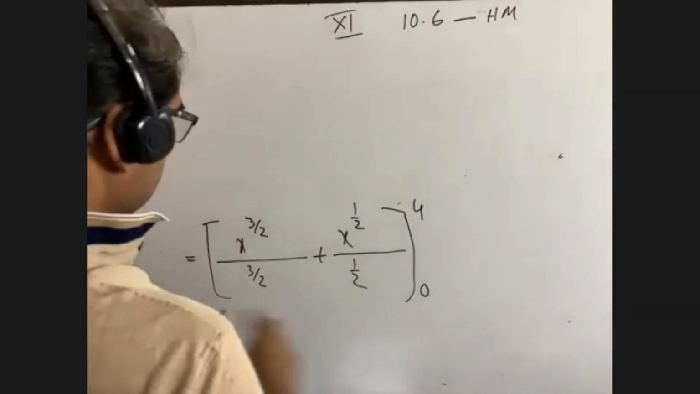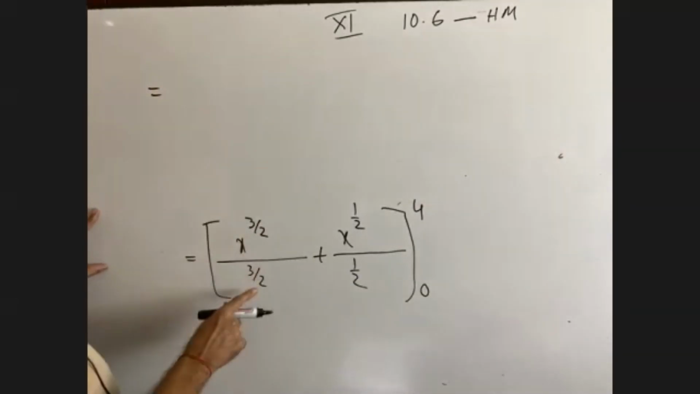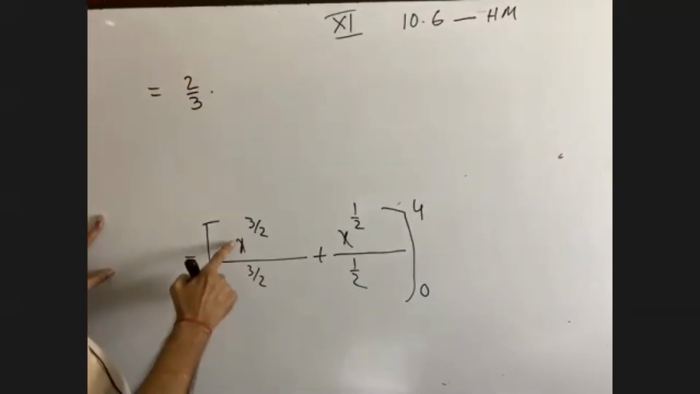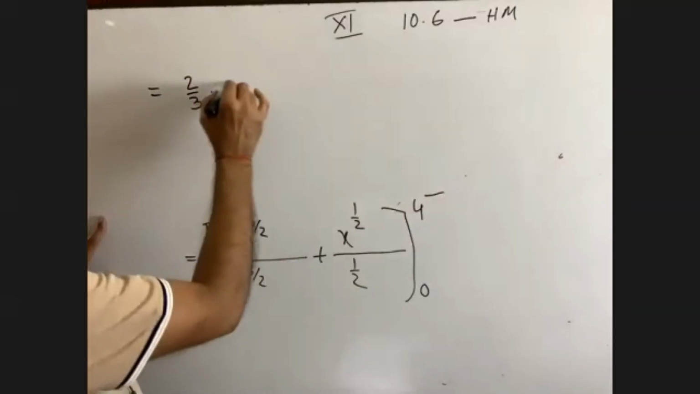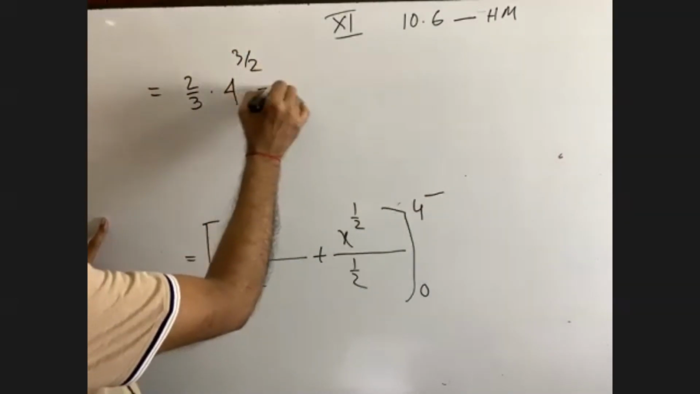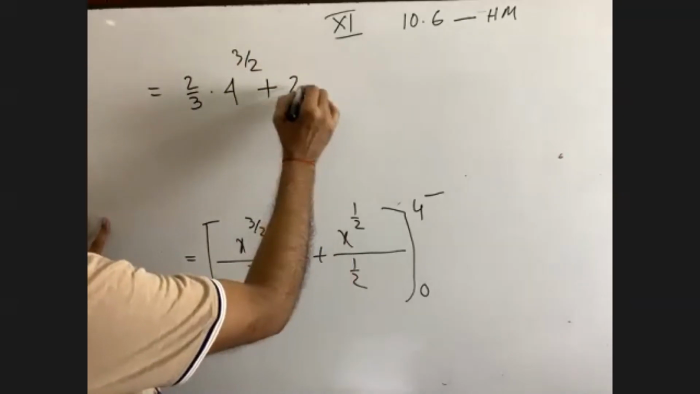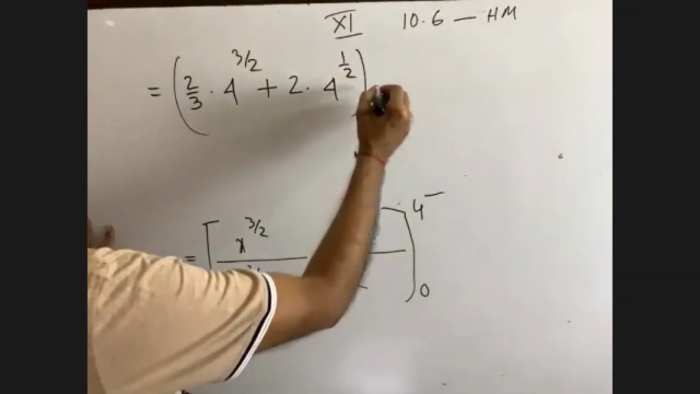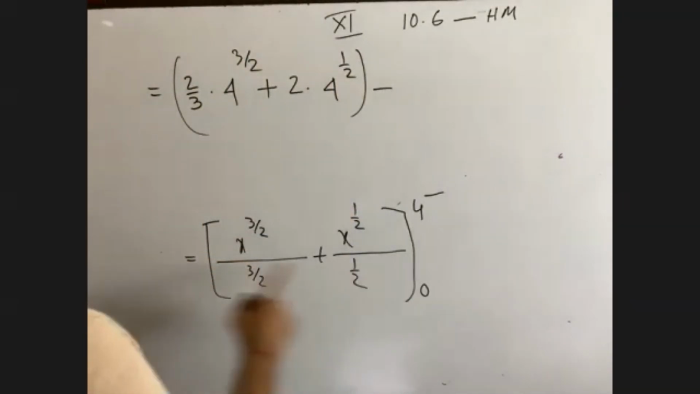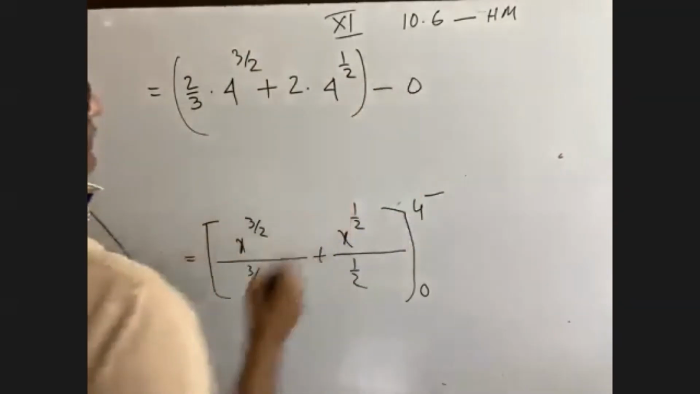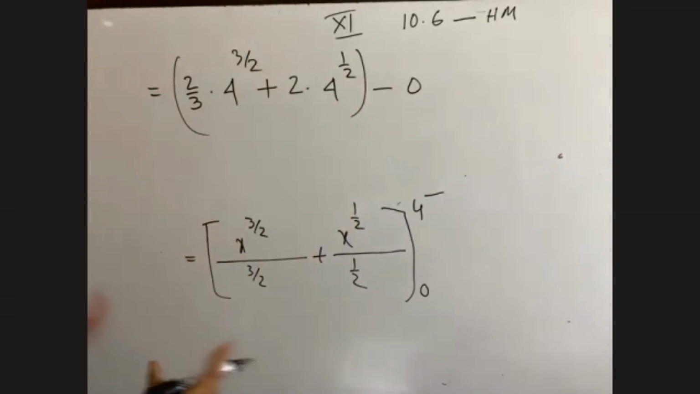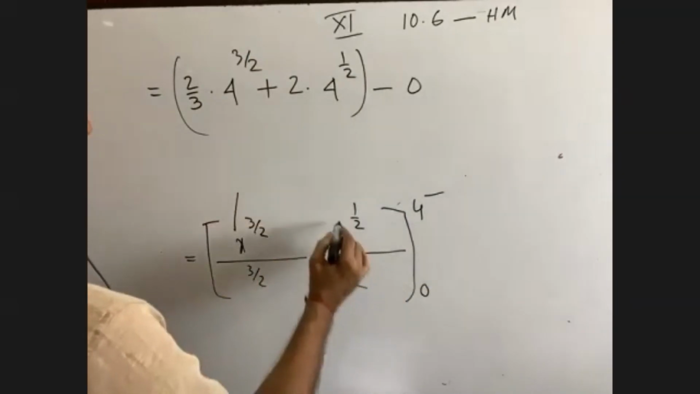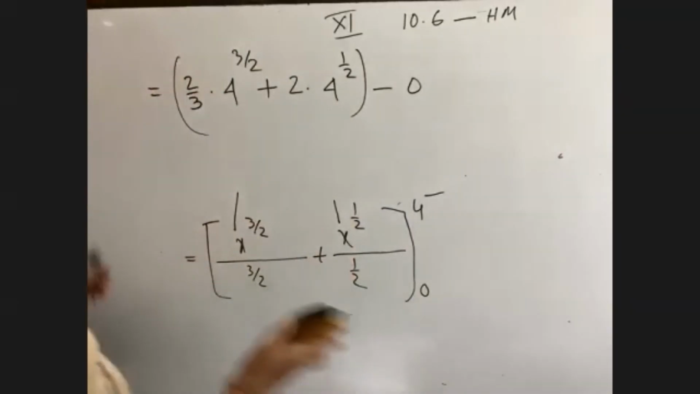Now, we'll put the value. 3 by 2 means what? 2 by 3, 2 by 3 into x. x means 4. 4 to the power 3 by 2, plus half means what? 2 into 4 to the power half, minus it is 0. Everything is 0. If x equals to 0, then it is 0.